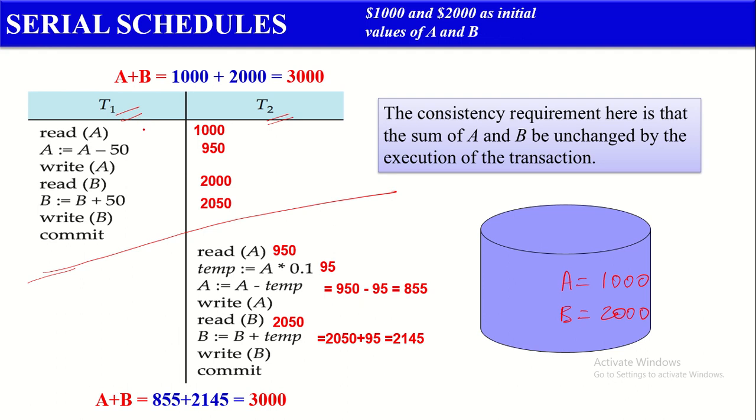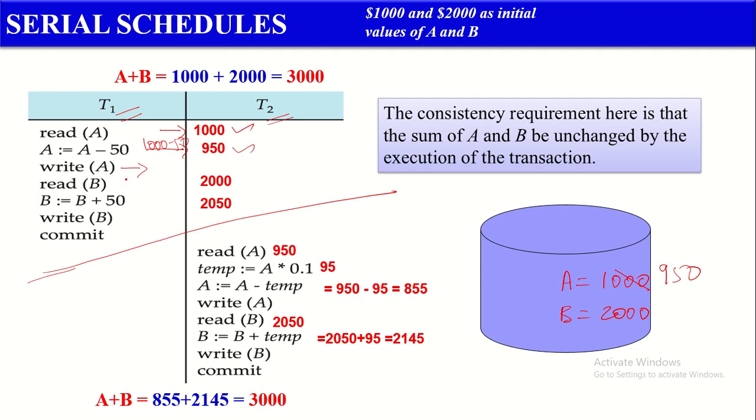Here in T1, the first operation is read of A. When read of A is executed, it reads the value 1000, and when the instruction A = A - 50 is executed, 1000 minus 50 becomes 950. So now A equals 950. When the write operation is executed, it writes the value 950 into the database. We know very well that a read operation reads the value of a data item from the database to the buffer, and a write operation writes the value of a data item from the buffer to the database, right?